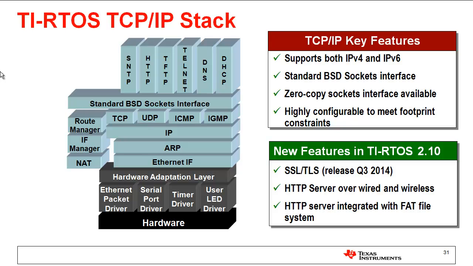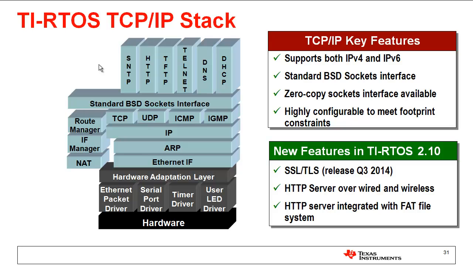Then we're also going to be making our network applications, the boxes you see at the top of the screen here, things like SNTP, HTTP, DNS, work both with this TCP/IP stack, where they already work, and also with the built-in TCP/IP stack that comes with the CC3100 wireless device. So we're in the process of making our HTTP server work over both those stacks.